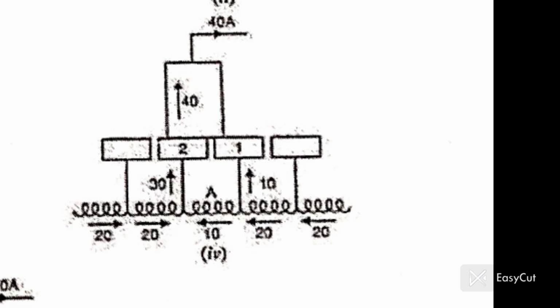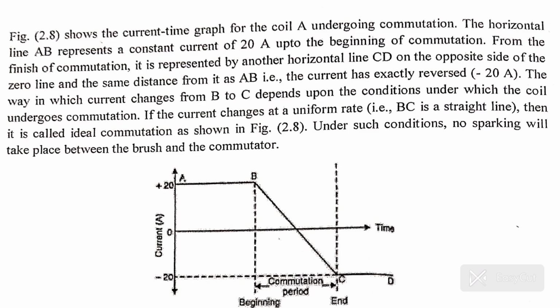Finally, in step 5, the brush is fully on segment 2. Coil A now carries 20 A, but in the reverse direction. This whole process, from plus 20 A to minus 20 A, is called commutation.